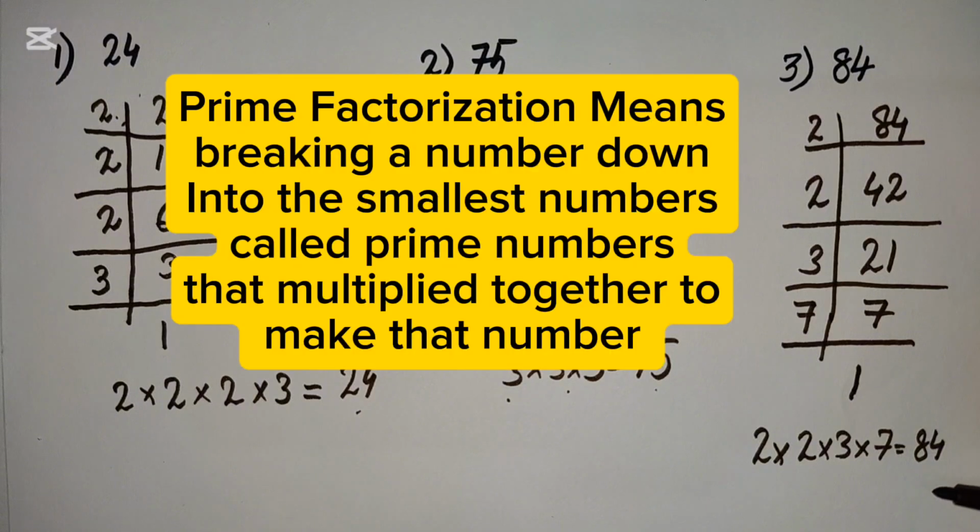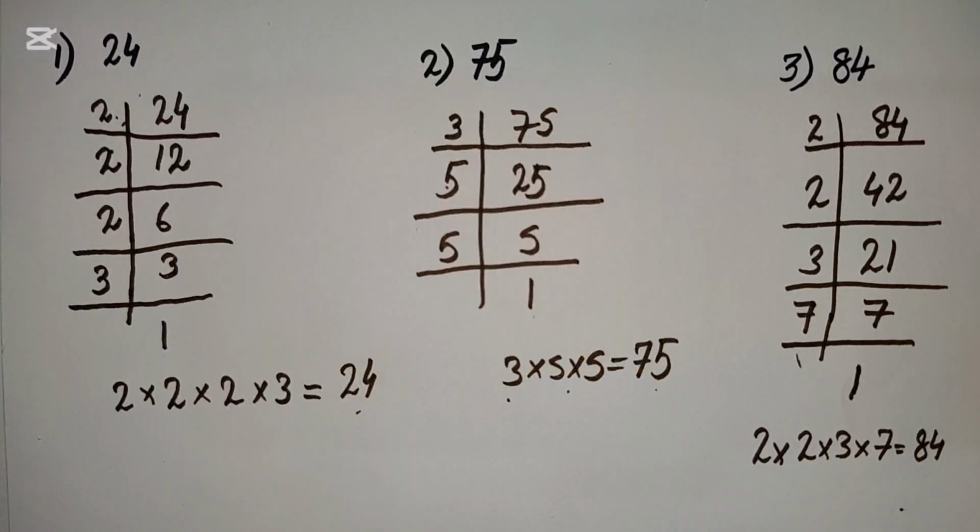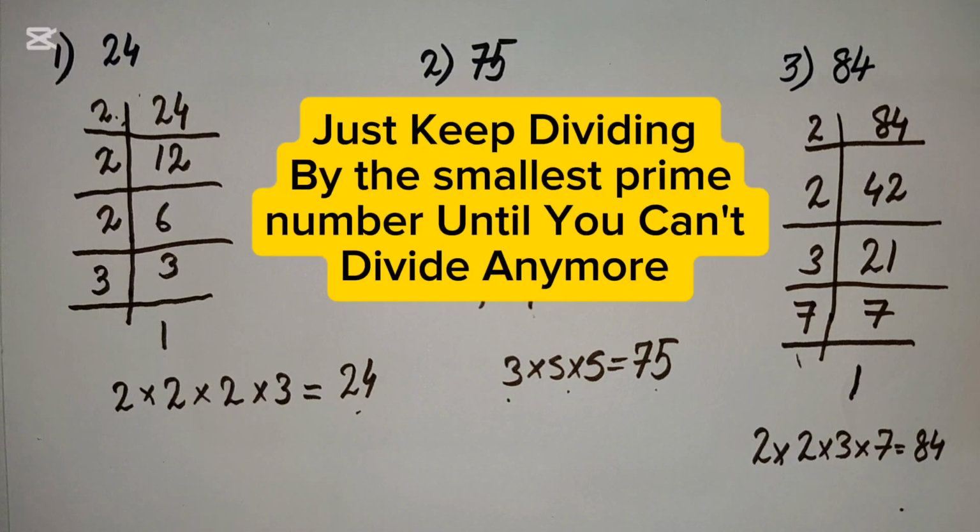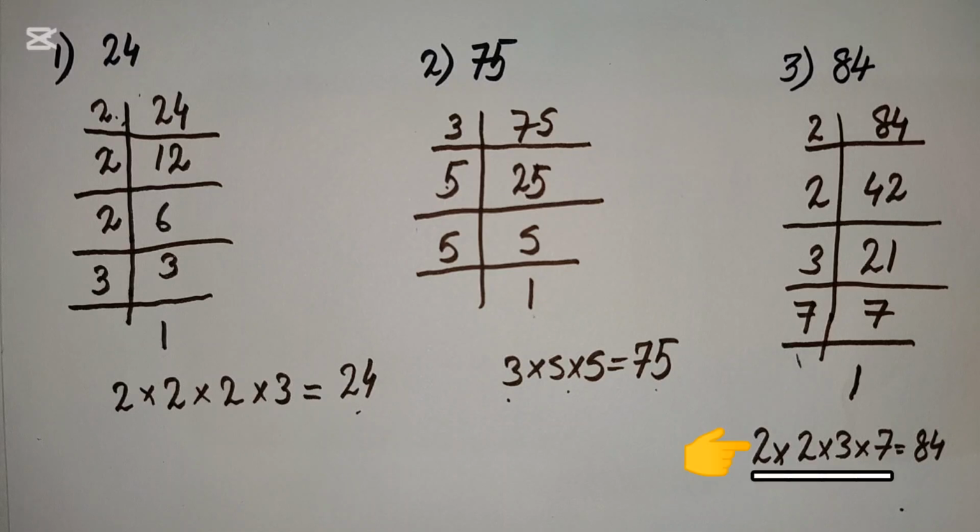Actually, prime factorization means breaking a number down into the smallest numbers, called prime numbers, that multiply together to make that number. The summary of this video is just keep dividing by the smallest prime number until you can't divide anymore. Your answer will be the prime numbers that you used.